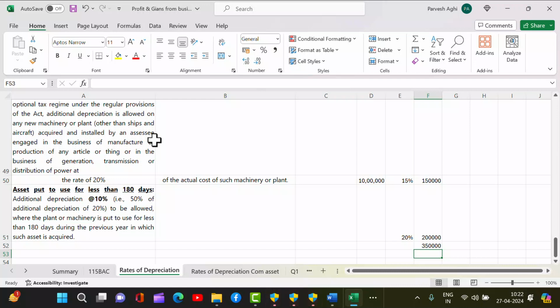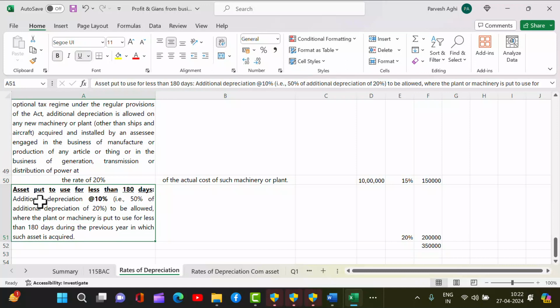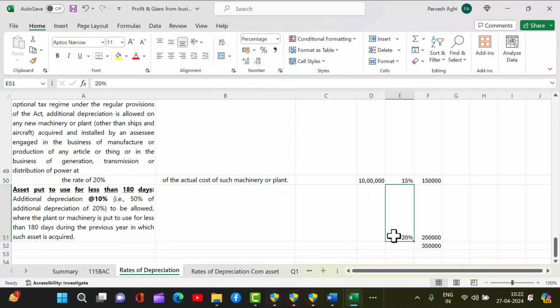Now, if you are using this machine for less than 180 days, then again only 50% depreciation will be applicable. So you will be entitled to 1 lakh here and 1,50,000. In that case, the total depreciation will be only 2,50,000 because you have used that new machine for less than 180 days. This is applicable if we are opting for the old regime. If you are opting for the default regime under 115BAC, then this depreciation will not be applicable to you.